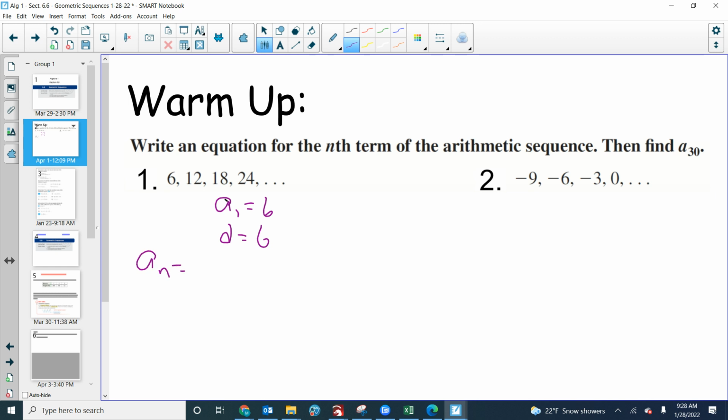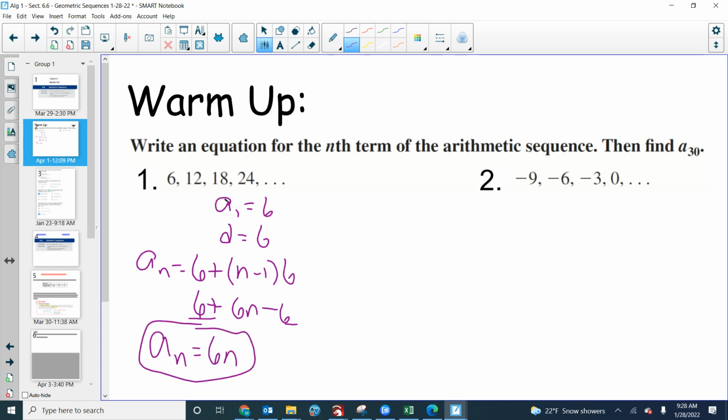A sub n equals, what's my first term? 6 plus n minus 1 times 6. Distribute that 6 for me. What do I got? Go ahead, Zach. 6n. I got 6 plus this, right? Yeah. Okay. 6n. And minus 6. Yes, sir. Now, this just happened with a 6. 6 minus 6 is 0. So here's my equation right here. Numbers just happen to cancel out. There's my equation.